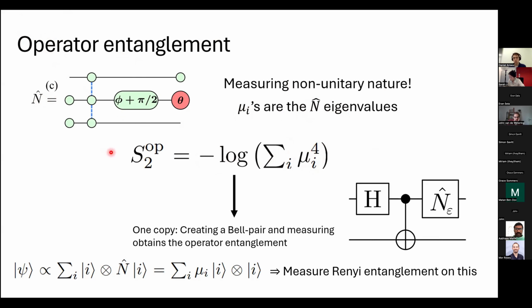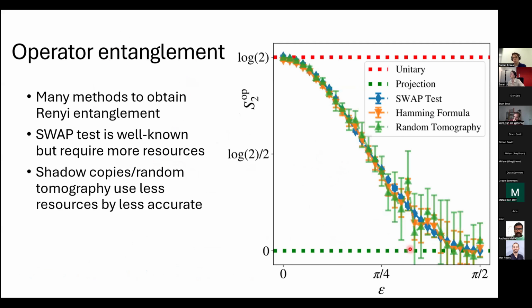So apparently we found how to do it, via some sort of reduction of this problem. Instead of measuring this N, we measure something that is called Renyi entanglement, which was very famously studied. So you create a state where the Renyi entanglement of this state is the same as this operator entanglement. This is a very nice reduction where you take this operator entanglement and reduce it to the usual Renyi entanglement. And there are many ways to measure the Renyi entanglement, so let me cover some. The swap test is very famous, and there is also the Hamming formula and random tomography and this type of thing that I will not get into too much, okay?